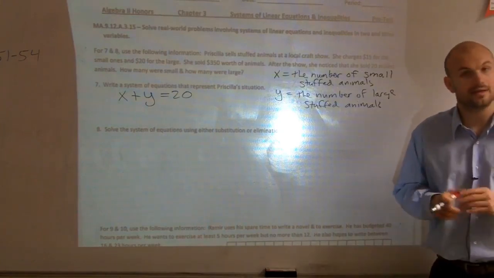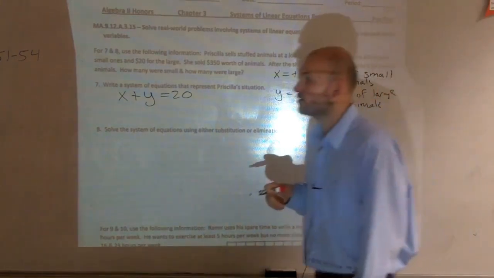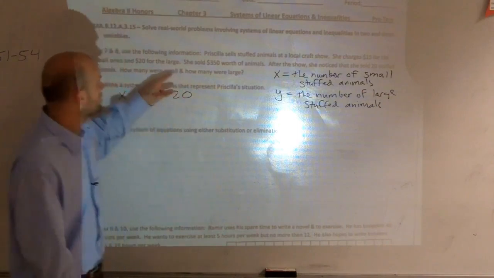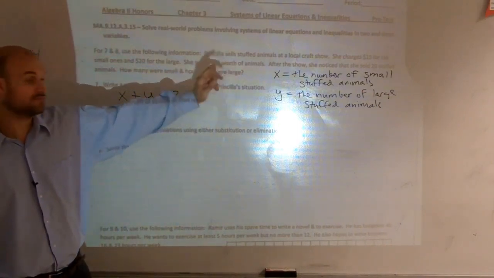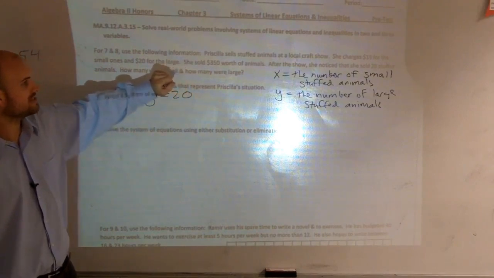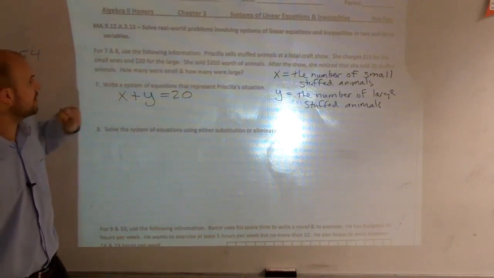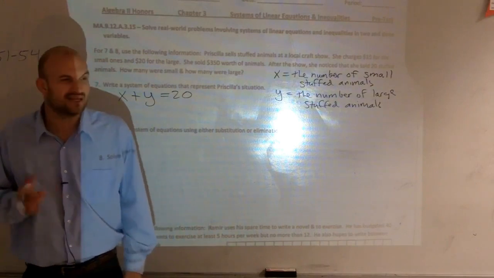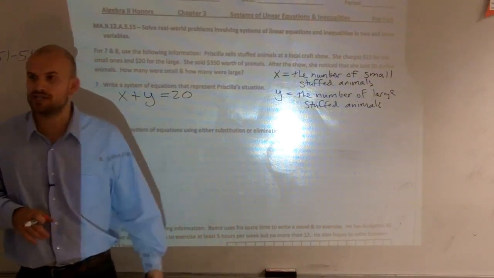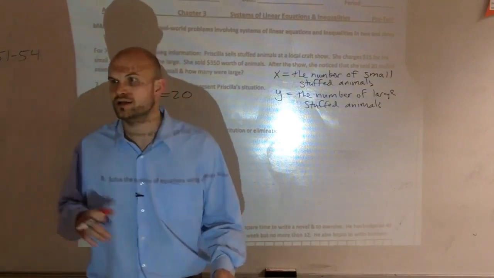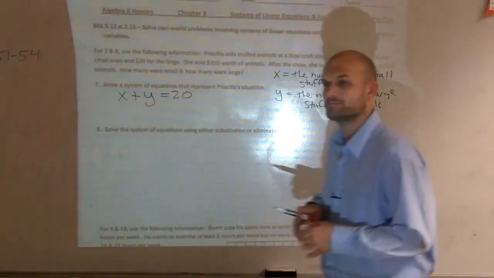That's one equation. Now, what other information are we provided for this problem? We're provided that she sold $350 worth of animals. And she charges $15 for the small ones and $20 for the large. Does anybody have an idea how I can write an expression for charging $15 per small one and $20 for the large?